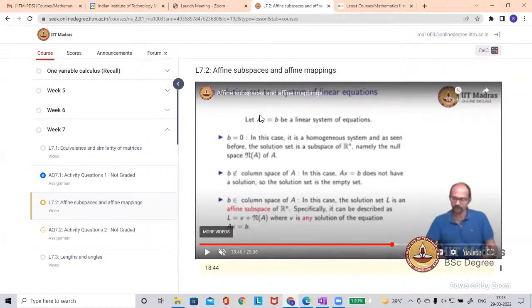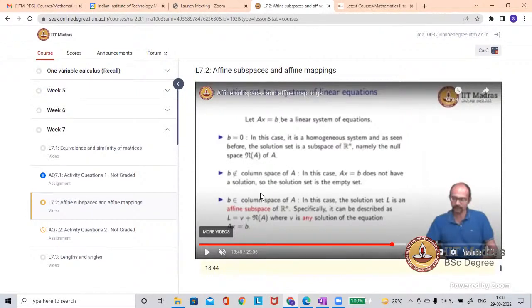So if you see this one, this is regarding the system of linear equations and talking about the affine subspace related to the system of linear equations. If we come to the first case, b equal to 0, that means a homogeneous system of linear equations, and in such a case the solution set is the null space of A, which you can denote N(A).